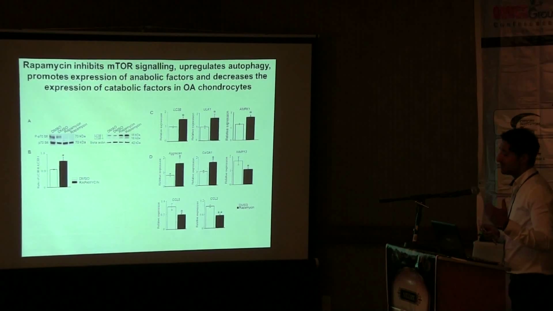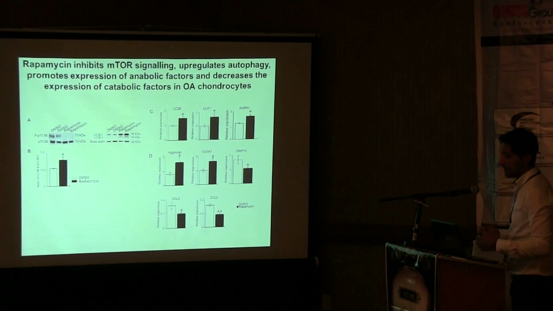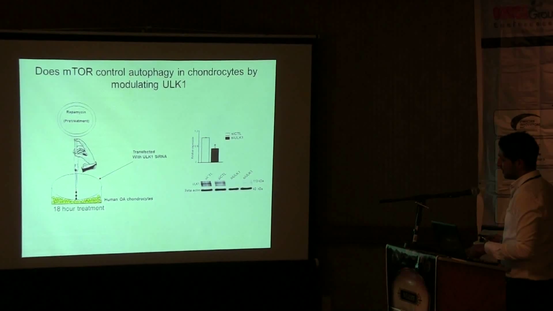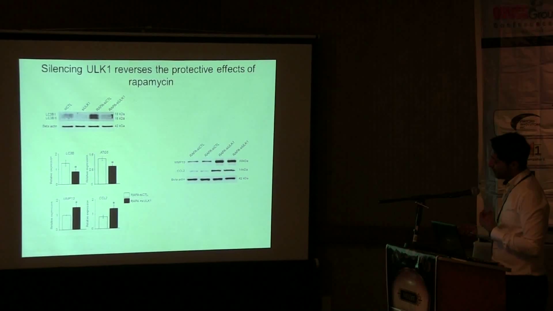So by giving rapamycin in these cells, you're able to decrease the catabolic process and increase the anabolic process. So we wanted to check what exactly is going on in these cells. Now, within the mTOR pathway, there is another very important protein, a serine threonine protein kinase, which is ULK1. Whenever mTOR is upregulated, ULK1 is downregulated. And ULK1 is actually responsible for increasing autophagy or initiating an autophagy process.